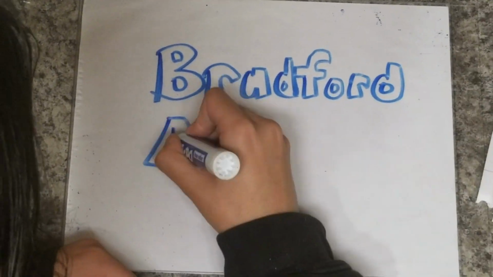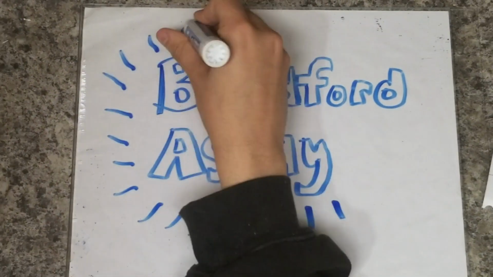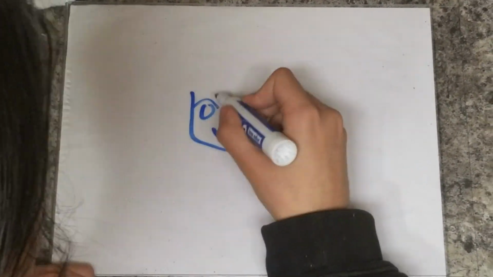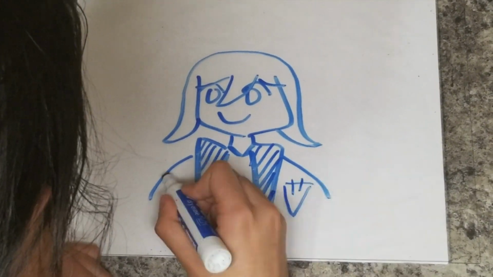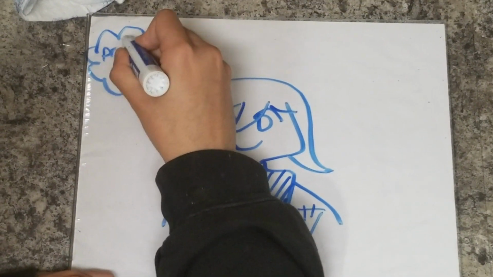Hello everyone! Today we are going to learn about the Bradford Assay. The Bradford Assay was developed by Marion McKinley Bradford in 1976 as a method that could be used to help find the concentration of a protein in a sample.